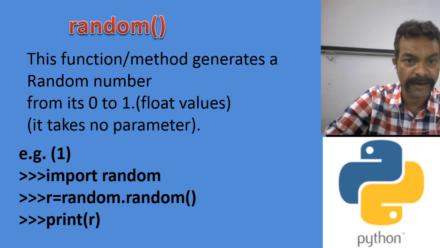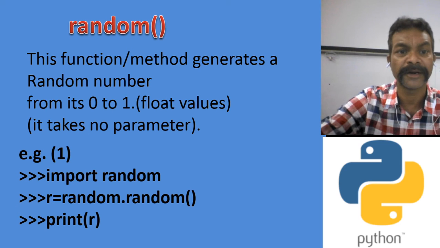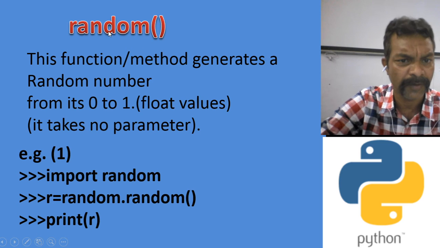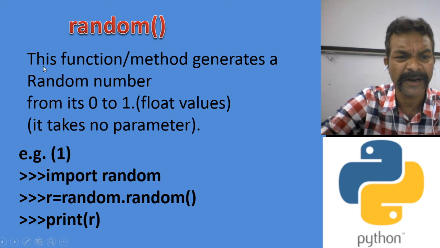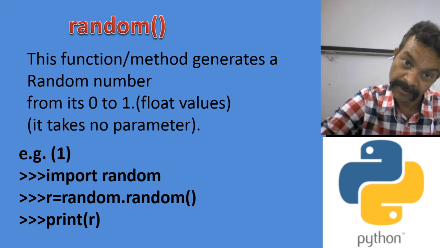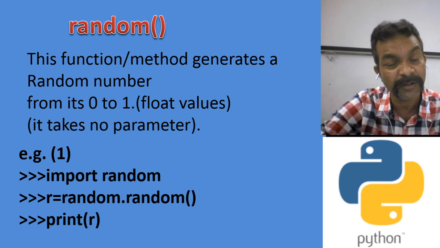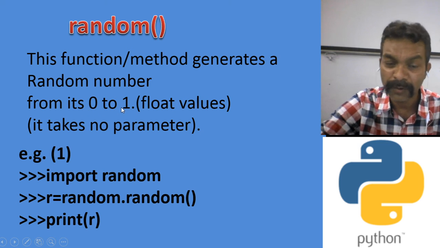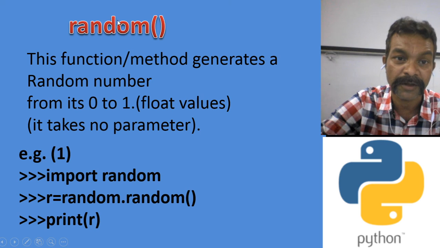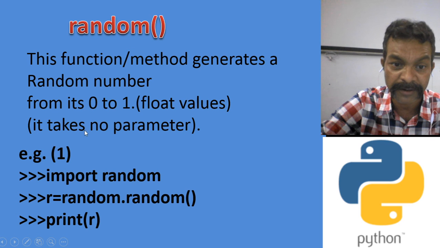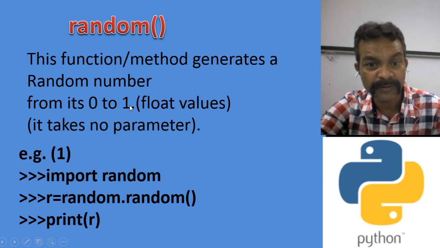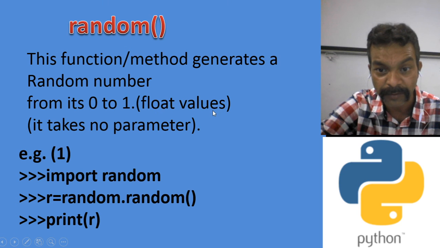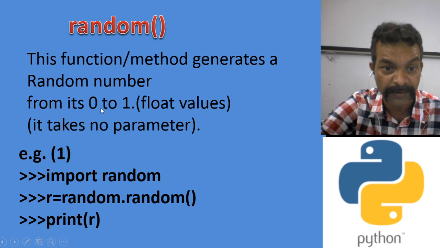Now I am going to the next slide. Next function, that is the random function. This is very similar to our previous two functions. There is a slight difference. So let us see what the random function is, because random is a function also and random is a module also. This function generates a random number from 0 to 1. No lower limit and no upper limit is used in this function. That means it will not take any parameter. So all the values generated by this function are float values, but from 0 to 1.